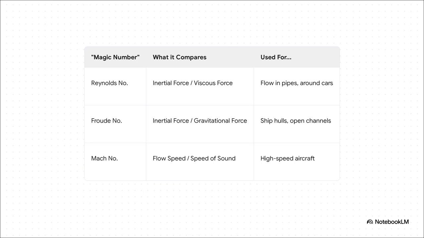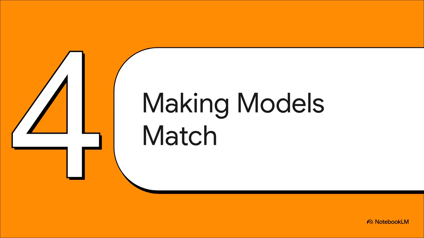And here are the superstars. These aren't just random numbers. They're powerful ratios that tell a story. The Reynolds number, for example, compares how much a fluid wants to keep going versus how sticky it is. The Froude number compares that forward motion to the pull of gravity. And the Mach number, that one's famous, compares an object's speed to the speed of sound. If you find the right magic number for your problem, you've basically found the cheat code. Okay, so that brings us to the real question.